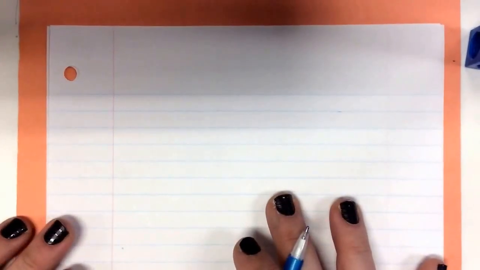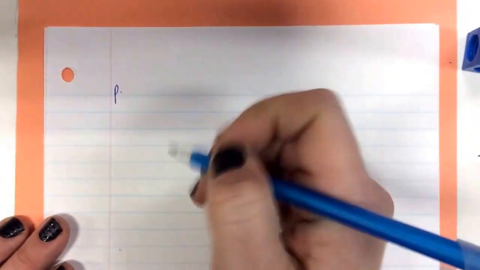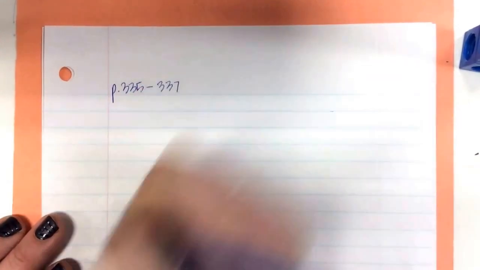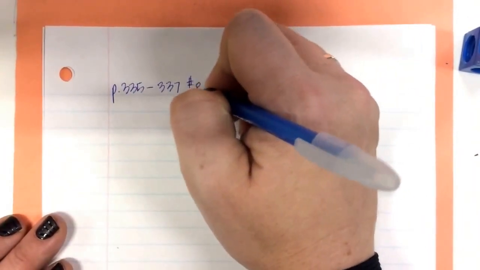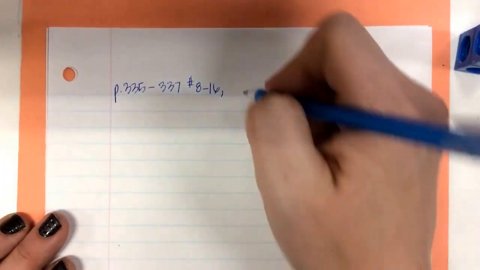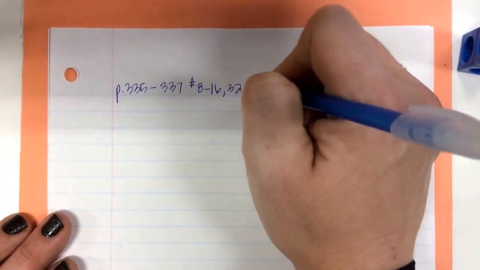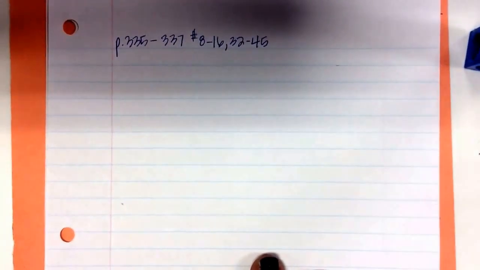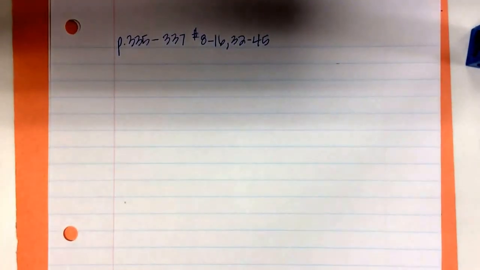All right, so proportion review, that's what we're doing today: page 335 to 337, numbers 8 through 16, and 32 through 45. My pencils just love to disappear. But before we start on these problems, I want to give you 4 pieces of information. And I want to do 2 problems with you.